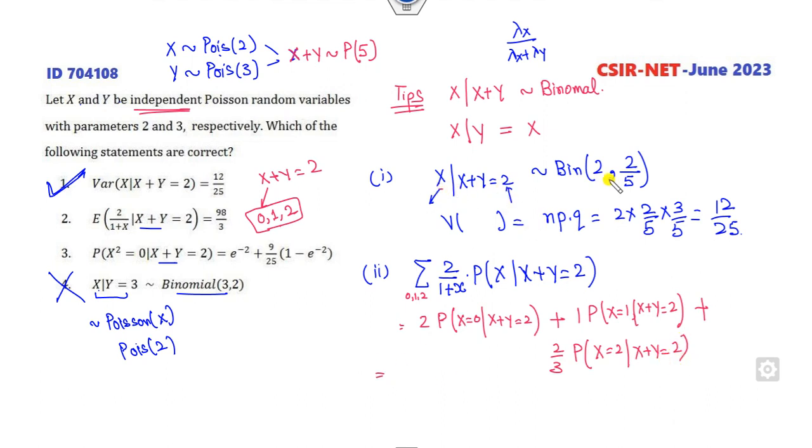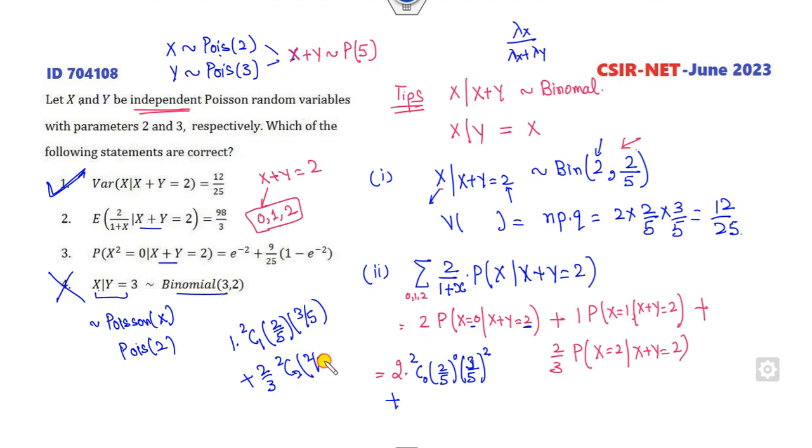Now you can see x follows the binomial distribution. Now you can write the answers. N is 2 because it's a 2. X is 0, so nCx, probability p is 2 by 5, q is 3 by 5. So I can write this answer as 1 into nC1 2 over 5 3 over 5, plus 2 over 3 into 2C2 2 over 5 squared and 3 over 5 to the power 0.